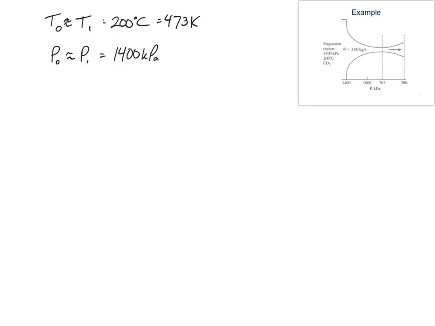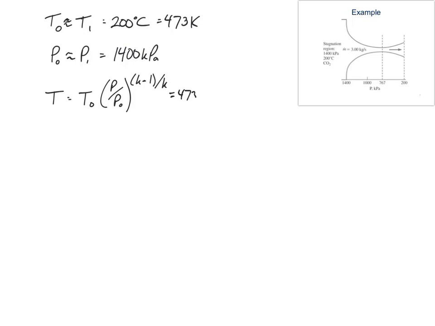Now we want to figure out, if we go by increments of 200 kilopascals, what we have at 1200 kilopascals. So the equation for that is T equals the stagnation temperature times the ratio of the pressure we want at the location over the stagnation pressure, to the power (k minus 1) over k. We're going to assume constant specific heat here.